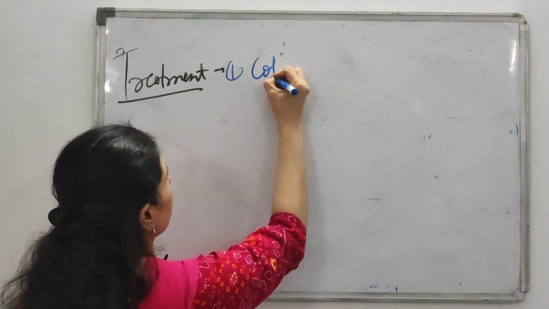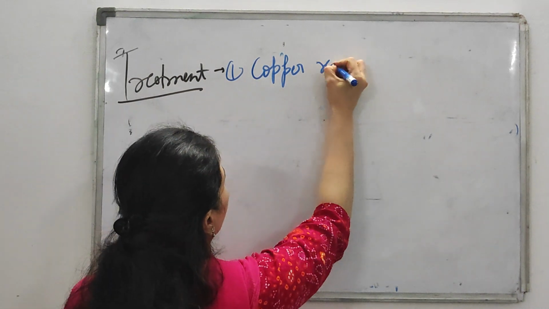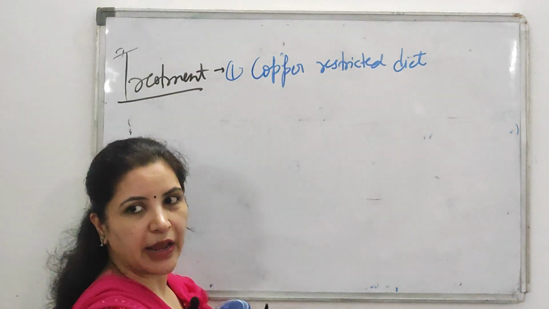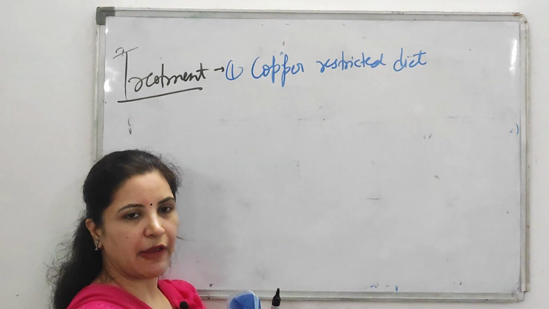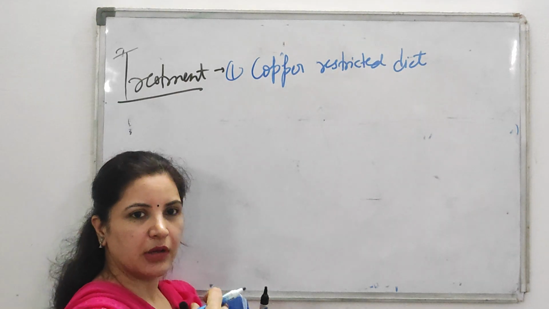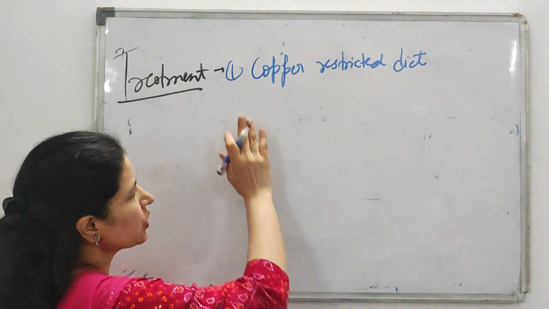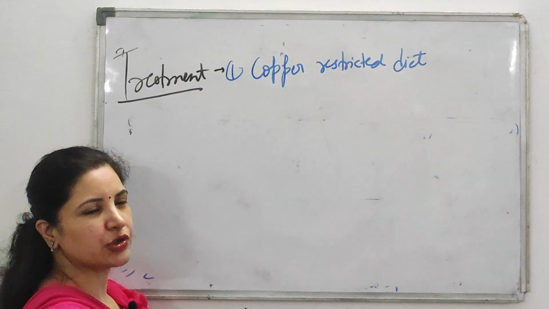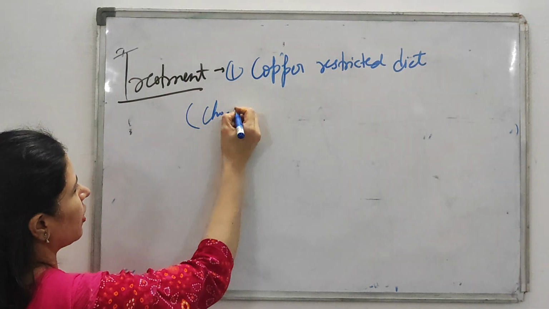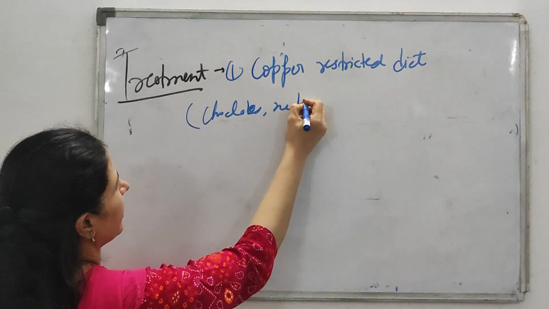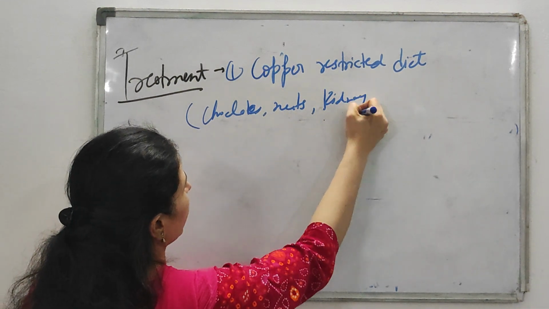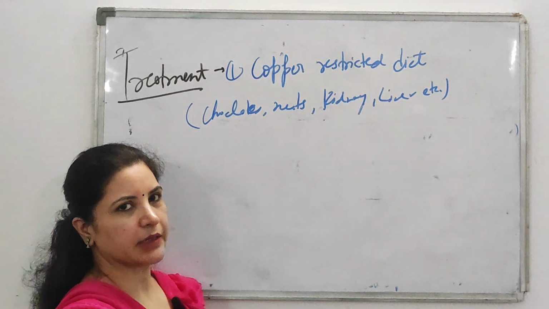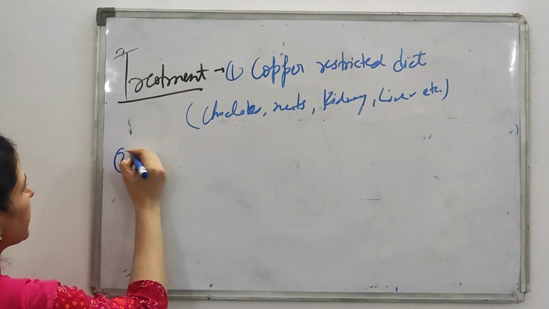You will advise the patient a copper restricted diet because there is already excess copper, and that excess copper gets deposited everywhere, in the liver, brain, eyes, etc. So you will advise the patient not to eat so much chocolate, which is a rich source, nuts, kidney, liver. These are the sources of copper, and you will advise your patient not to eat all these things. Alright. Second, the treatment is chelation therapy.